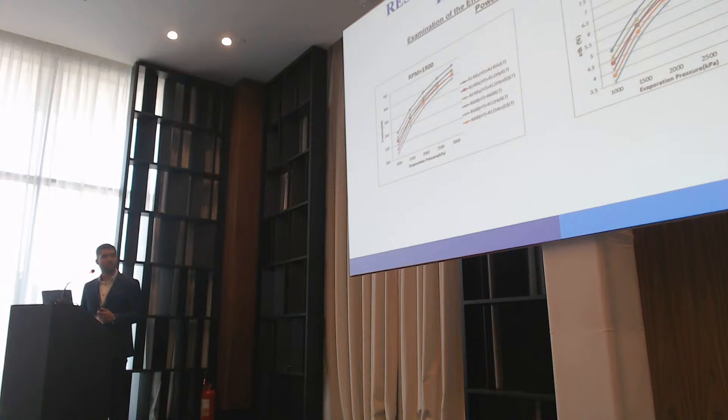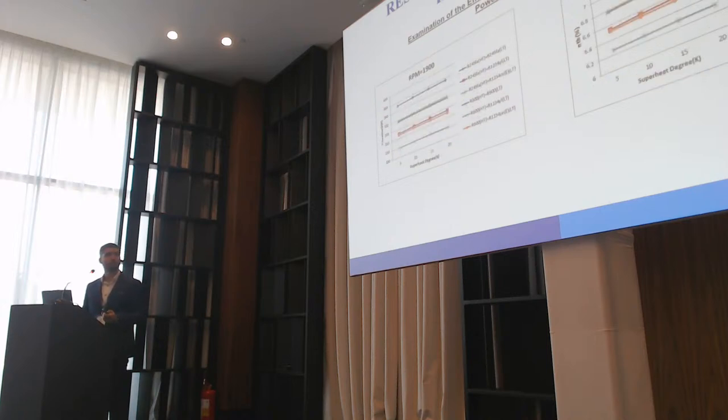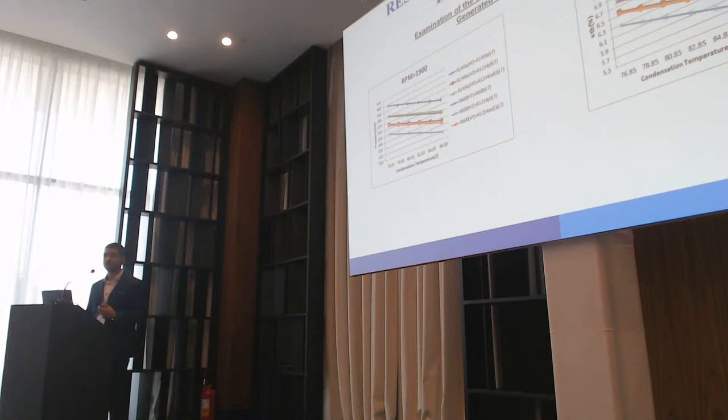As we increase the evaporation pressure of the high temperature loop, we notice an increase in both the generated power and the thermal efficiency of the system. With the increase of the superheating degree of the high temperature loop, you can see that the generated power and the thermal efficiency of the system are kept stable. With the increase of the condensation temperature of the high temperature loop, we notice a decrease in both generated power and thermal efficiency of the system.